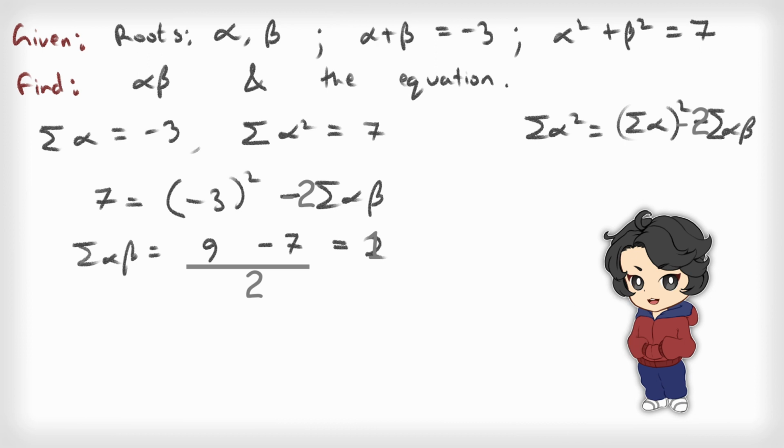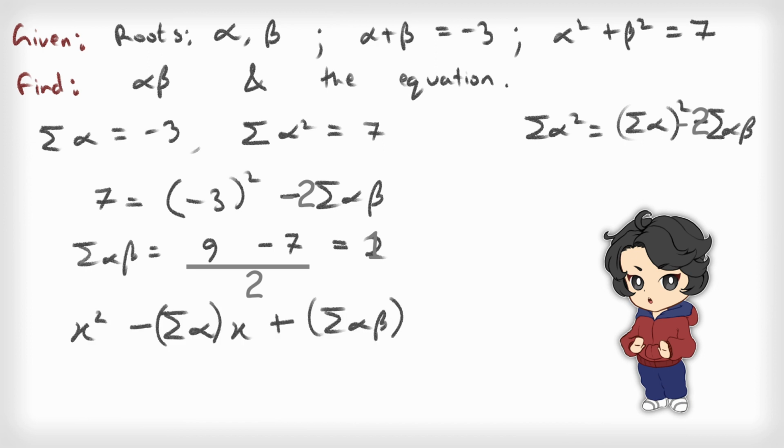Next, we need to find our original quadratic equation, which means we are to write x squared minus sum of alpha times x plus sum of alpha beta equals 0. Remember that sum of alpha is minus b by a, which is why we have to put this minus over here. And after we substitute in the values, we end up with x squared plus 3x plus 1 equals 0.